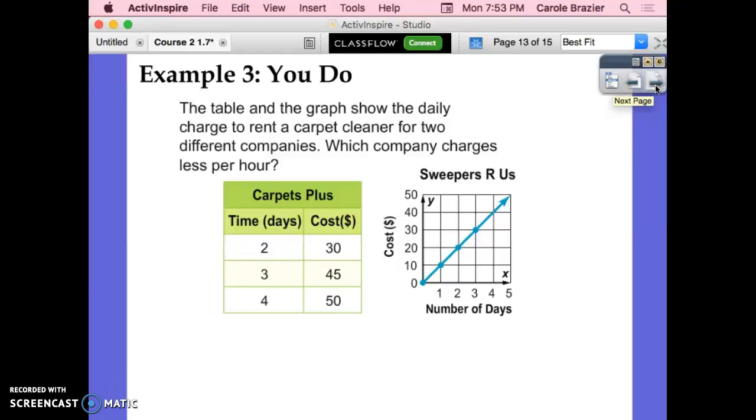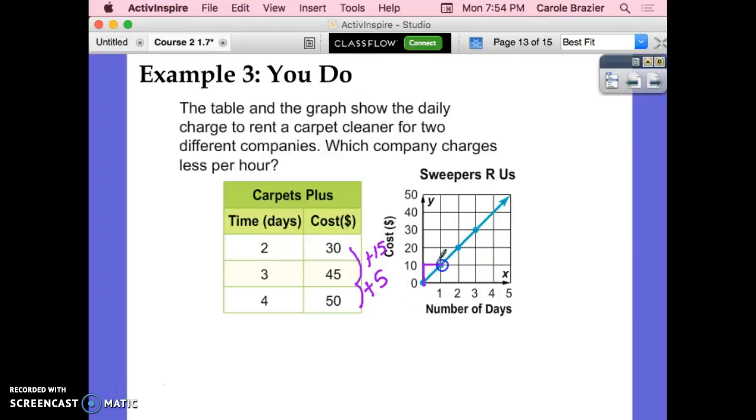So pause the video. Okay, looking at this one, you should have had plus 15 each time. Oh, this one did not end up being a proportional relationship. So that is not going to work. I don't know why they chose those numbers, but that's okay. So we're just going to pretend for a second.